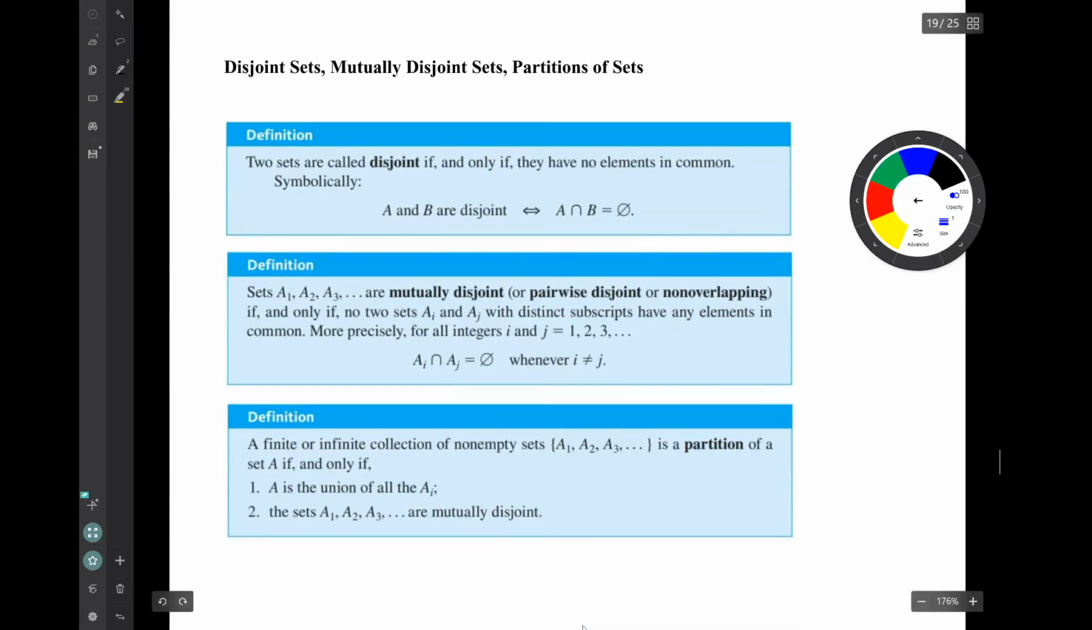Okay, let's go on. Now I want to talk about disjoint sets, mutually disjoint sets, and partitions of sets. Two sets are called disjoint if their intersection is the empty set, and a whole collection of sets is called mutually disjoint or pairwise disjoint if, when you look at any two of the sets in the collection, their intersection is empty. So if the collection has indices and you look at two sets that have different indices, then they're disjoint. And then finally, a finite or infinite collection of non-empty sets is called a partition of a set A when A is the union of all those sets and all of those sets are disjoint.